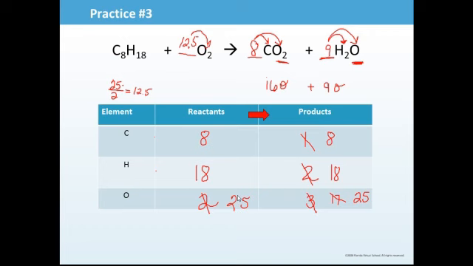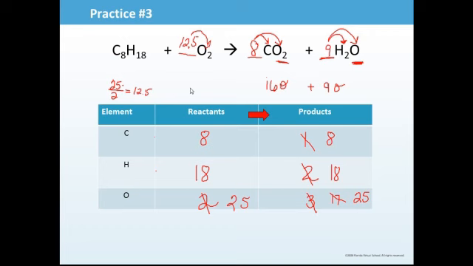However, we can't have half a molecule, right? Molecules come in whole numbers. We can't leave this problem like it. It is balanced. We have everything balanced. However, 12.5 molecules of oxygen doesn't make sense. We can't have 0.5 molecules.